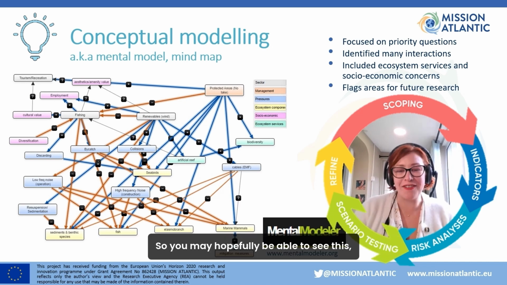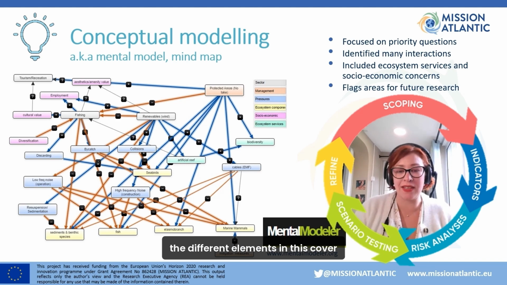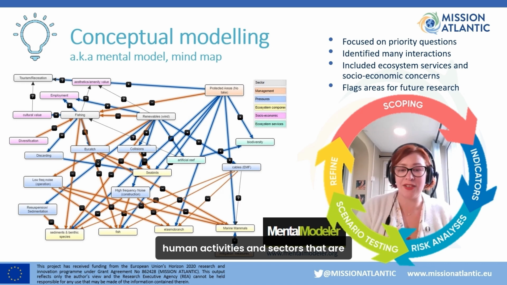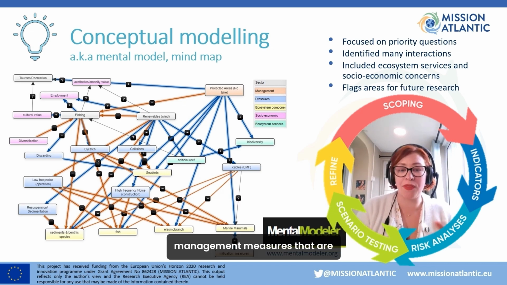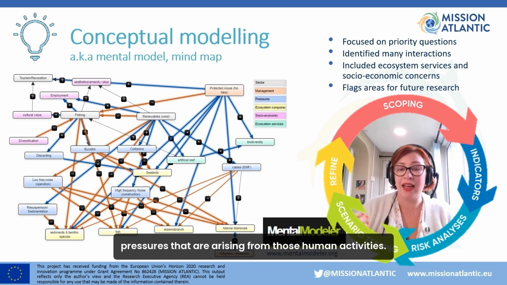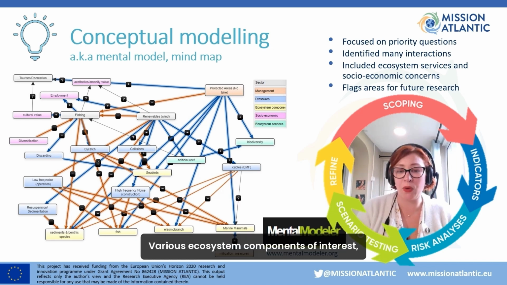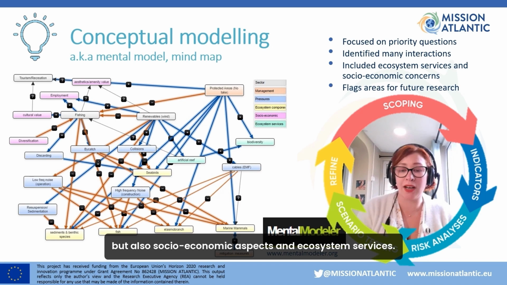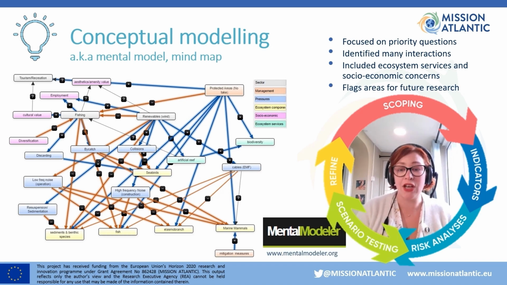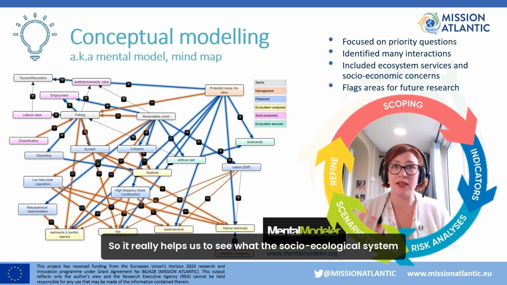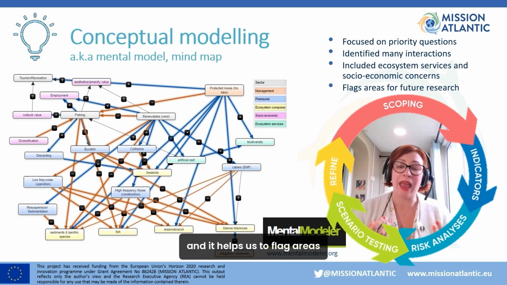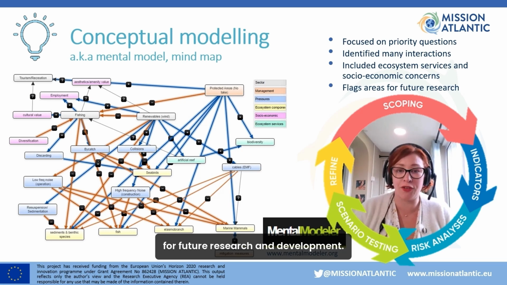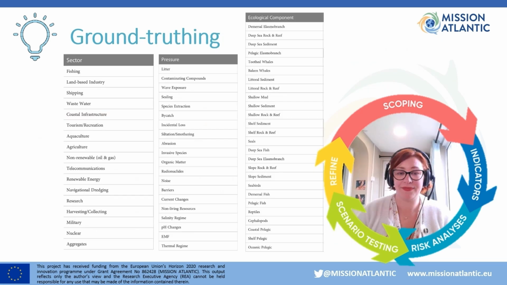So you may hopefully be able to see that the different elements in this cover human activities and sectors that are acting on the marine environment, management measures that are influencing those interactions, pressures that are arising from those human activities, various ecosystem components of interest, but also socioeconomic aspects and ecosystem services. It really helps us to see what the socio-ecological system around this particular topic looks like, and it helps us to flag areas for future research and development.